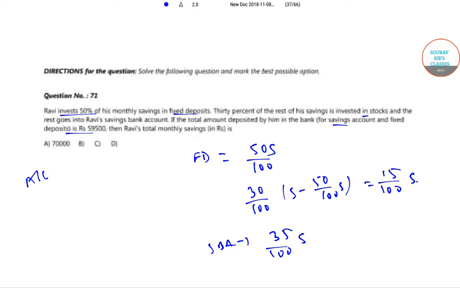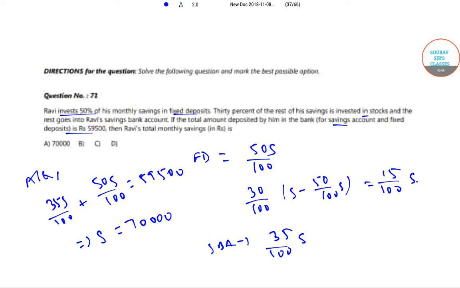Now according to the question, 35s by 100 plus 50s by 100 is equal to 59500. Solving for s, we get s is equal to 70,000.